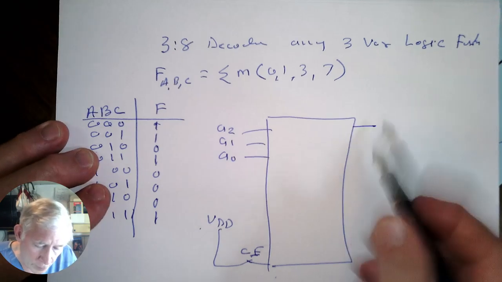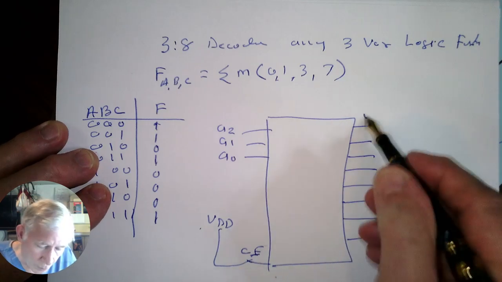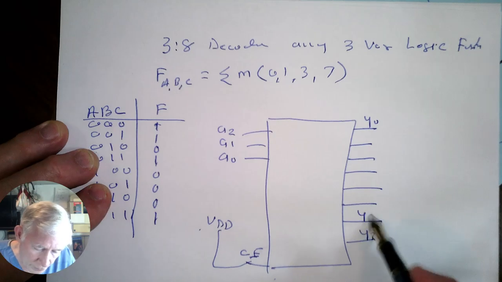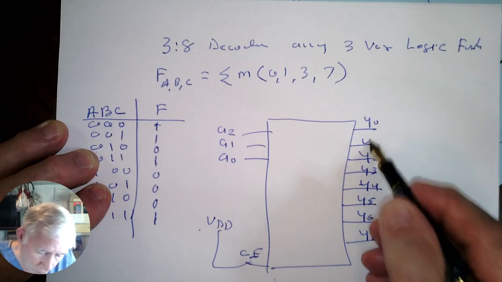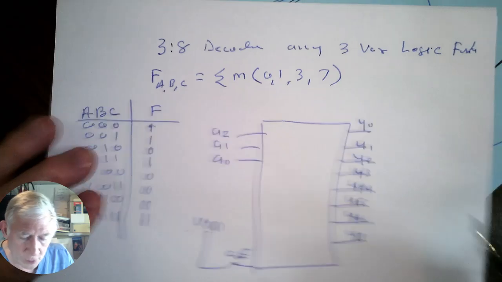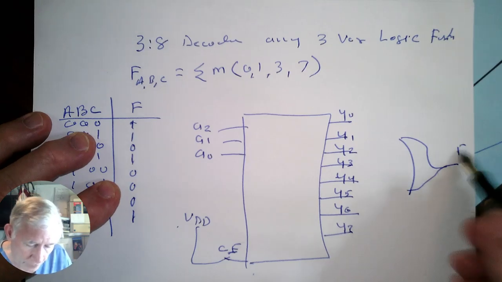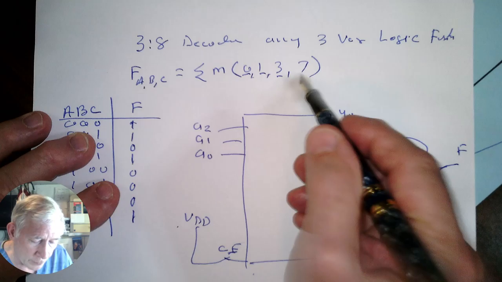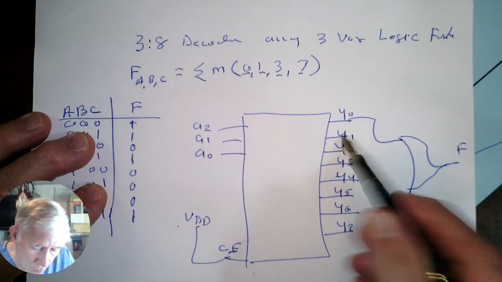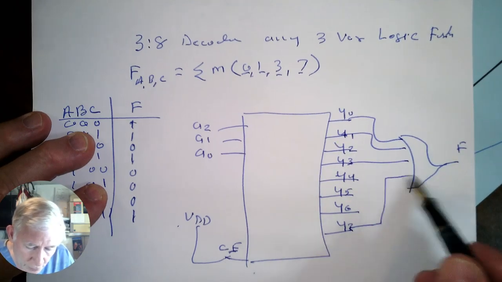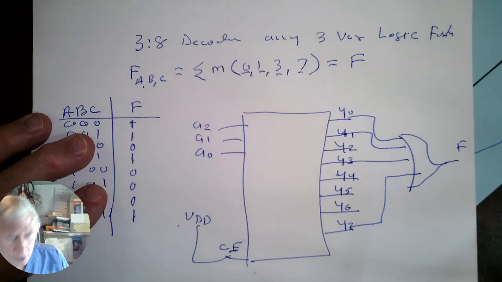And here are our outputs, Y0 to Y7. So all you have to do is add one more gate. We'll take an OR gate. It has to have enough inputs. Here's our output F, and we're going to connect up minterms 0, 1, 3, and 7. This generates all the minterms automatically. So we just connect up the minterms 0, 1, 3, and 7, and presto, we've now generated F. And so that's how that works.